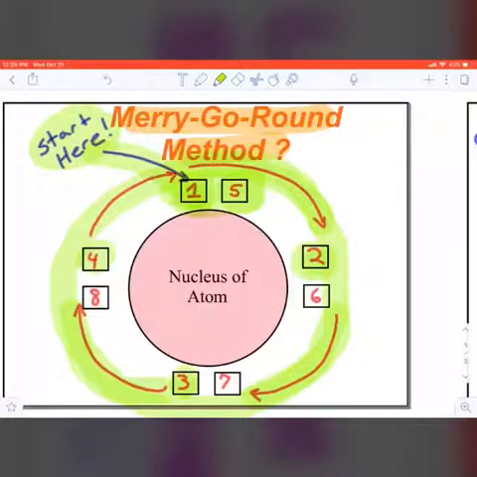And again, if we had 6, we'd have these 2 seats filled. If we had 7 electrons, we'd have these 2 seats. And then if we had 8, all of these seats would be filled.